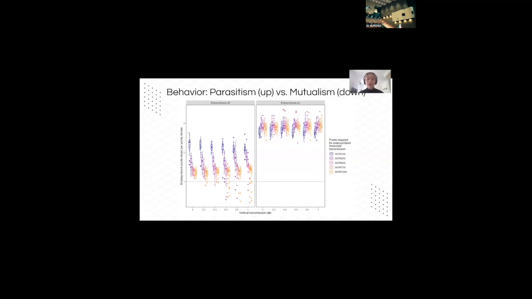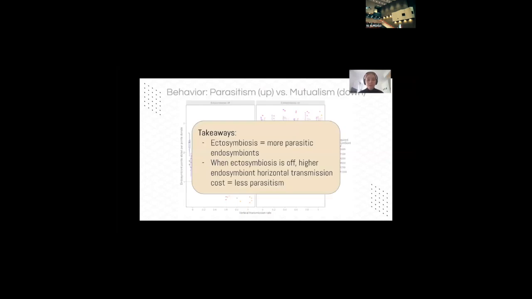However, endosymbionts are on average more parasitic when ectosymbiosis is permitted. Furthermore, when ectosymbiosis is not permitted, a higher number of resources required for endosymbiotic horizontal transmission translates to lower levels of parasitism. When ectosymbiosis is permitted, the number of resources required for endosymbiotic horizontal transmission does not have significant effects on endosymbiotic behavior. The key points from this section are that the possibility of ectosymbiosis produced more extreme and more consistent parasitism, and that when ectosymbiosis is not permitted, higher endosymbiont horizontal transmission resource costs lead to lower rates of parasitism.